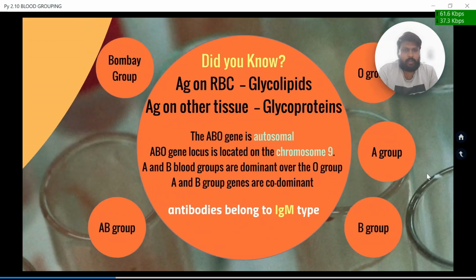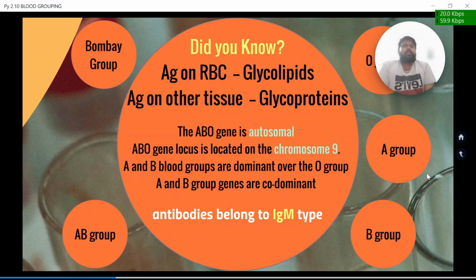So now coming to the ABO. I was telling you regarding this A antigen and B antigen. So what exactly are A and B? Antigens on your RBC can be glycolipids or glycoproteins. It's either one of these. Usually glycolipids in nature, and antigens on other tissues can be glycoproteins. The ABO gene is an autosomal gene. They are located on chromosome 9, as I have told you before.